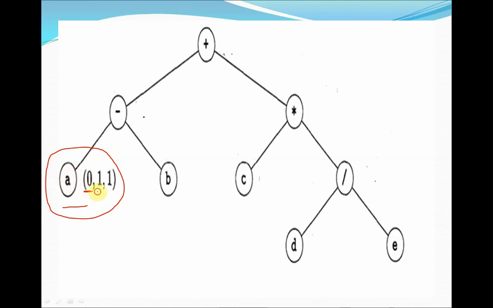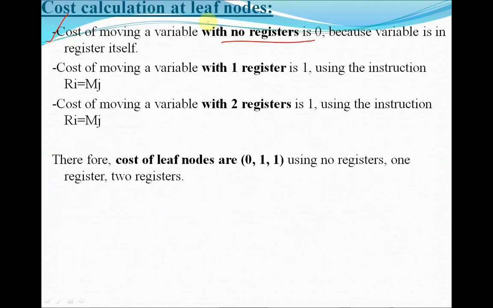The second case is when 1 register is available. I have to move this operand into that register, so I use 1 instruction, whose cost is 1. The third case is when 2 registers are available. I have to choose one of them so that operand A is moved to that register. So the category 1 cost is 0.